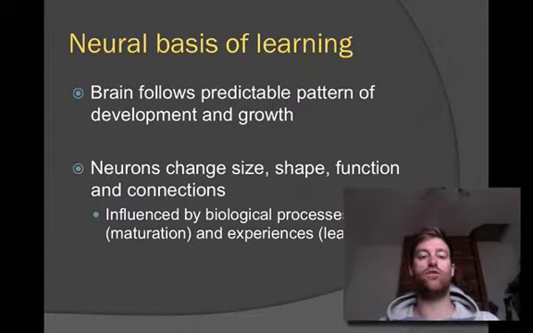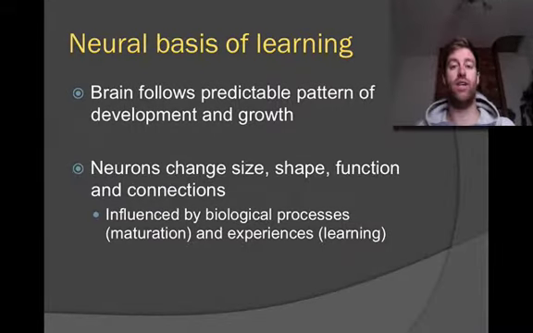So, the neural basis of learning, which is where the brain follows predictable patterns of development and growth. Okay, neurons change size, shape, function, and change connections. Okay, this is very biological psychology. Okay, so imagine the guys in lab coats spending all their time in a laboratory cutting open and dissecting brains. This is the kind of area that we're looking at.